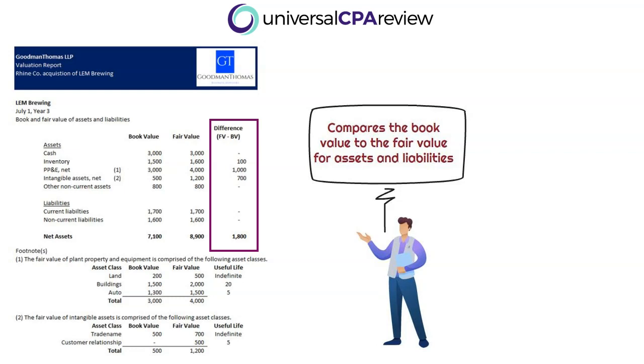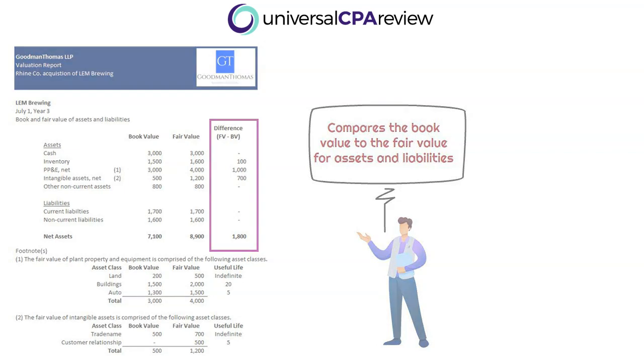But now you see this a little bit more. You can see that it's inventory, PP&E, and intangible assets that have a difference between their fair value and book value. And that's pretty common. We don't expect any difference in cash, other non-current assets, and other current liabilities. It's typically those few items that have a difference when it comes to fair value and book value.